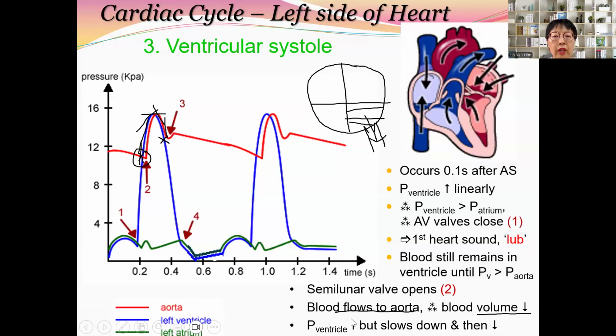So pressure in the ventricle increases because you're squeezing it, but it slows down because the blood goes out, and then it decreases because the blood volume drops. Okay? So this is the timing of ventricular systole.